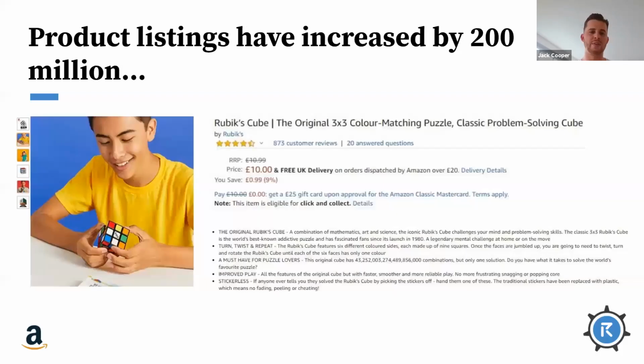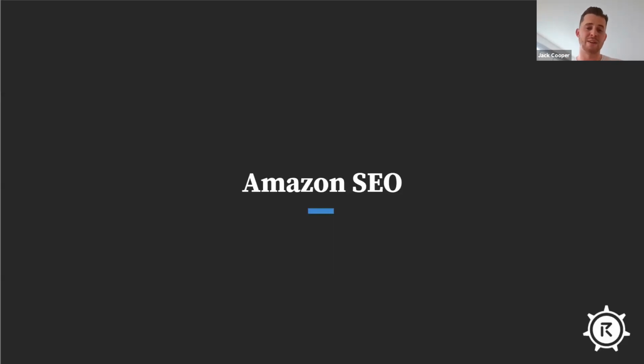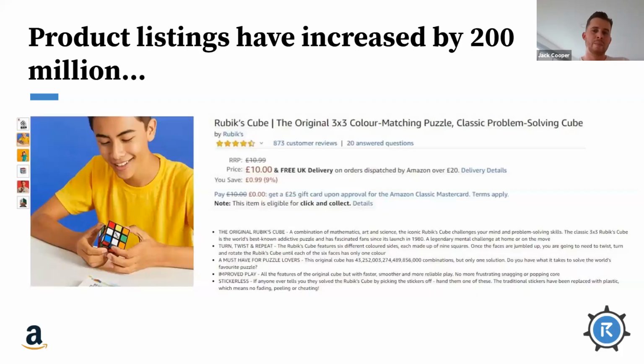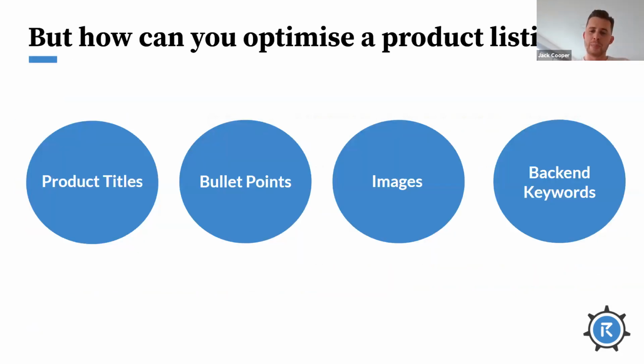Great. So just moving on to the search engine optimization side, which is really key for driving conversion in Amazon's algorithm. Over the last year, there's been 200 million more Amazon listings launched globally across the channel. So I don't need to tell you about the rate at which Amazon is growing and how many brands are looking to invest in this channel currently. But there are key areas that I'm going to quickly unpack: product titles, bullet points, images, back-end keywords. Really important to get these right when launching your Amazon listings.